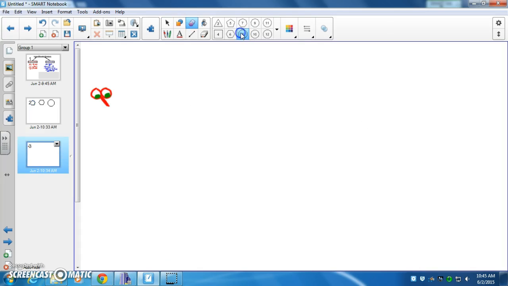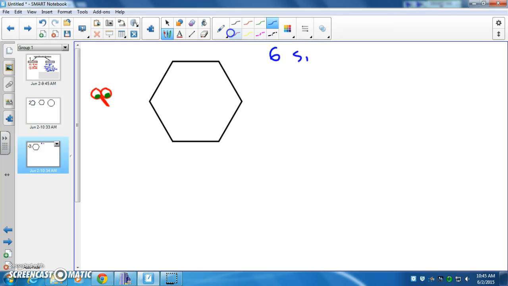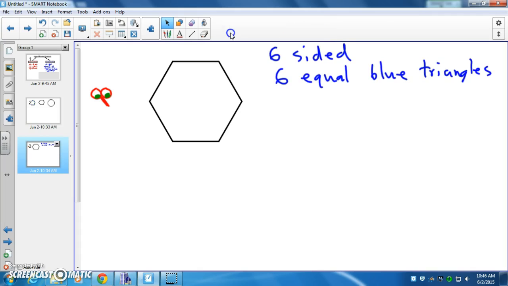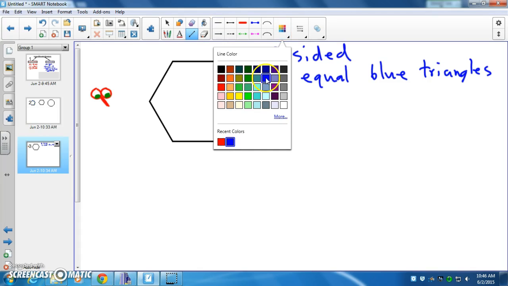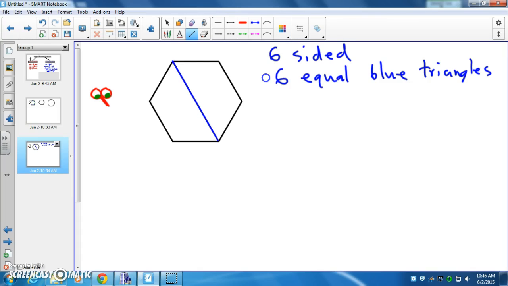So for a hexagon, we'll have one here. Okay, notice that this is a 6-sided figure, and so since it's 6-sided, let's look at 6 equal blue triangles. I'm going to make sure they're blue. The key to getting these is go from corner to corner and it goes right through the middle. Okay, so I have 6 blue triangles. So if I can find the area of one blue triangle, I should be able to multiply by 6 to get that whole area of the hexagon.